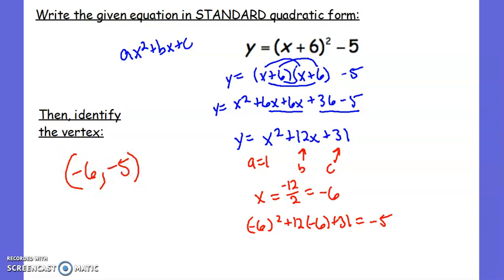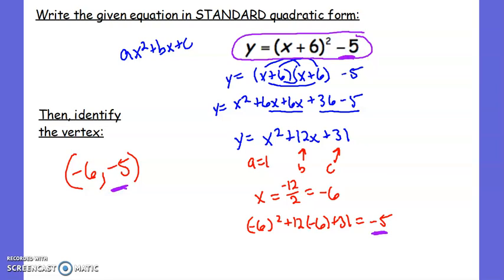Now, all of that work is very good work, don't get me wrong, but I'm thinking we could have gotten there a little bit faster. And that's if we take a good look back at our original equation up here in this binomial squared form with that extra little minus 5 outside. Does that minus 5 seem familiar? Didn't we just find out that the y value of our vertex is going to be negative 5?